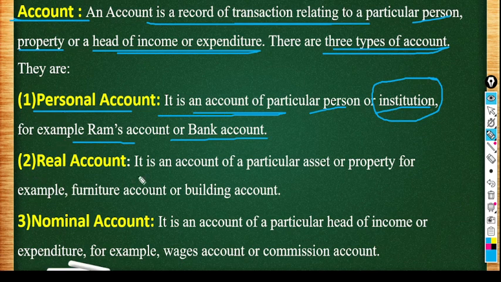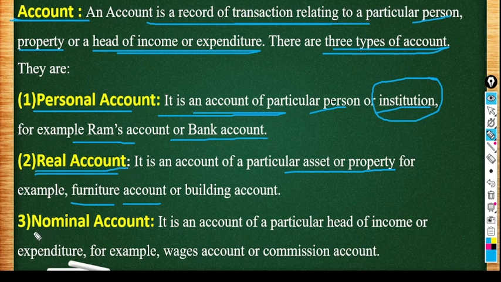Second one, real account. A real account is of particular assets and properties. For example, furniture, building, cash come under the real account. The assets or liabilities belonging to the business come under the real account.